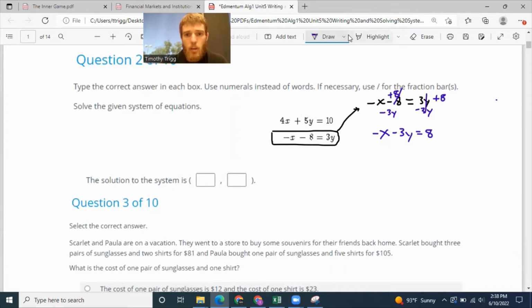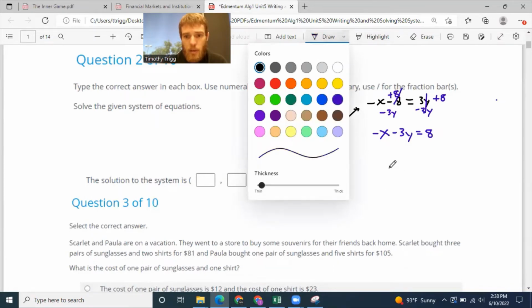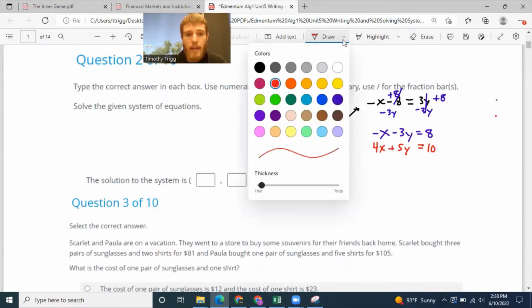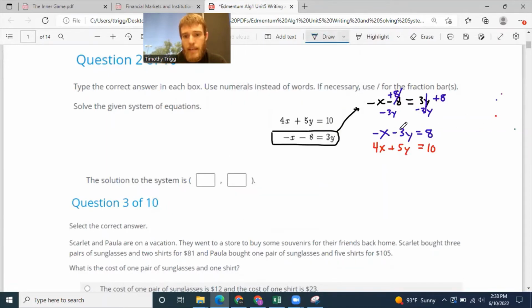So I'm just going to go ahead and rewrite the top equation below here. 4x plus 5y equals 10. Now, if I want to use the elimination method, I'm just going to go ahead and multiply that top equation by something. So what do I multiply the top equation by if I want to eliminate the x's? Well, hopefully you see I can multiply by 4.